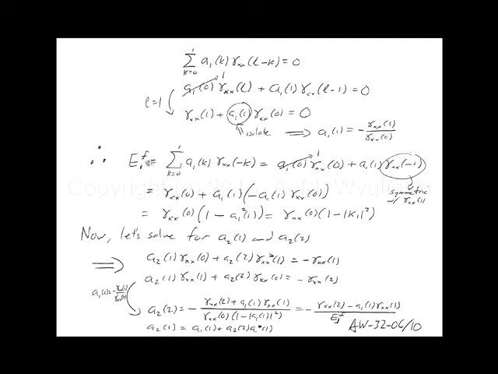Now, we have this expression, E1 of F. Remember that? That is our mean squared forward prediction error at the p equals 1 stage. If we calculate it out, it turns out that the mean squared forward prediction error is equal to gamma xx(0) times 1 minus the magnitude squared of k1. Now if we try and solve A21 and A22, that's the next equation down.